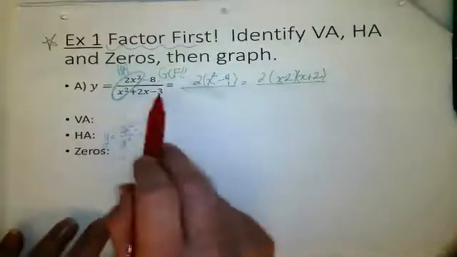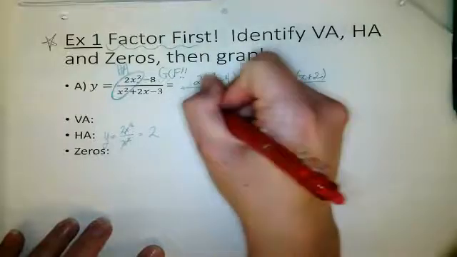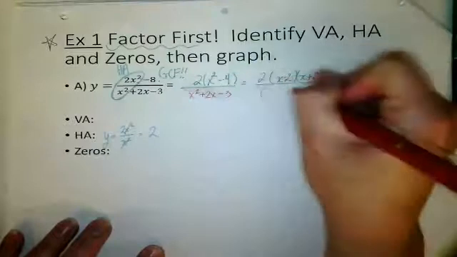Now, the denominator, we can also factor the denominator. I'm just going to leave it right now. x squared plus 2x minus 3. I'm going to go ahead and double bubble it here.